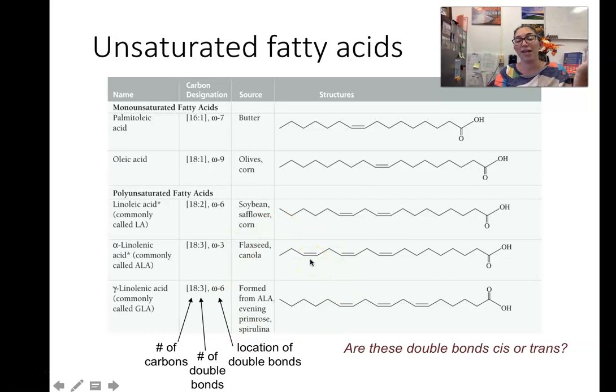We cannot generate omega-3 and omega-6 fatty acids. We tend to get a lot of omega-6 fatty acids in our Western diet, and Western diets tend to be fairly low in omega-3 fatty acids.